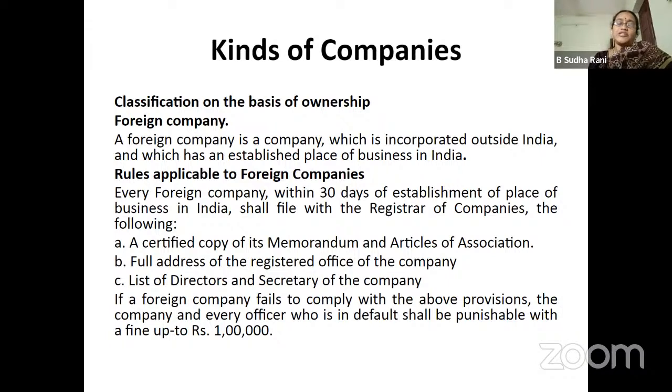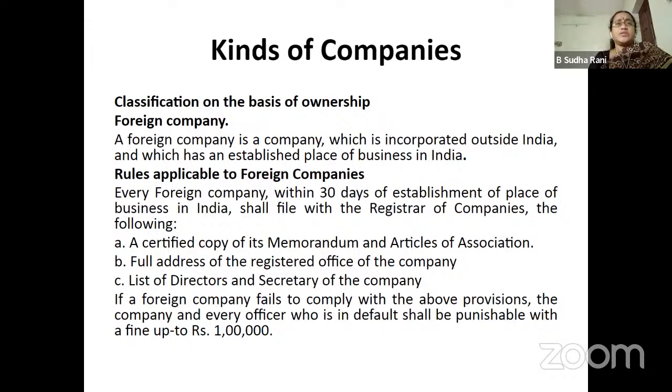How IKEA actually belongs to what you call Italian, okay, and foreign company, foreign countries, and they came into India, installed their outlet, and they are doing the business. So IKEA is a foreign company, which is incorporated outside India, but has established its place of doing business in India. All those companies we call as the foreign companies.